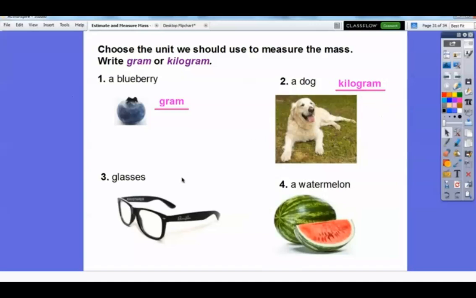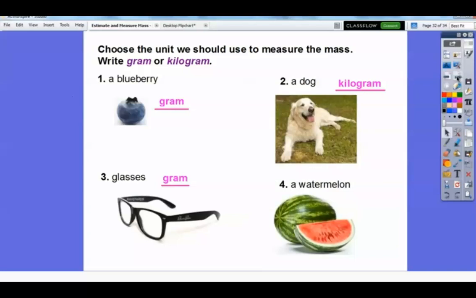How about some glasses, you guys? Do you think glasses weigh as much as, say, a pineapple or a baseball bat? I don't think so. So since it doesn't weigh as much as a kilogram, which is a pineapple or 5 bananas, you guys, this is much lighter. I would weigh this in grams. It would be more than a gram. It would be several grams. But if it doesn't weigh quite a kilogram, then measure it in grams.